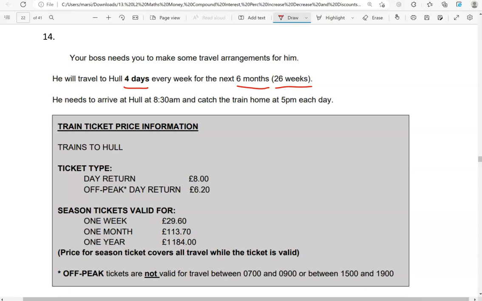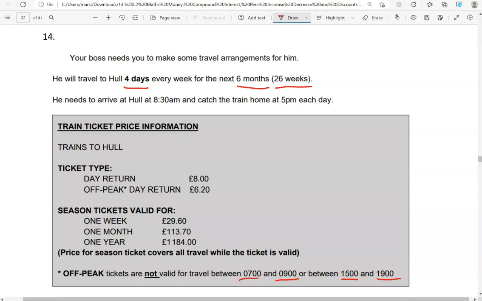Season tickets valid for 1 week, £29.60, 1 month, £113.70, 1 year, £1,184. Price per season ticket covers all travel while the ticket is valid. Off-peak tickets are not valid for travel between 7 and 9 or between 15 and 19. So that means we can't purchase an off-peak ticket.